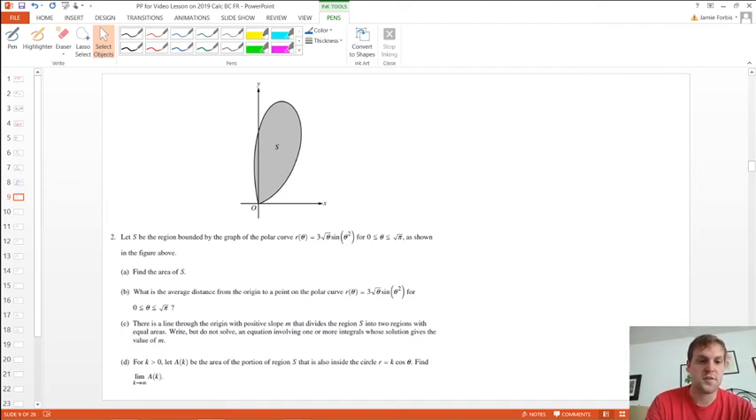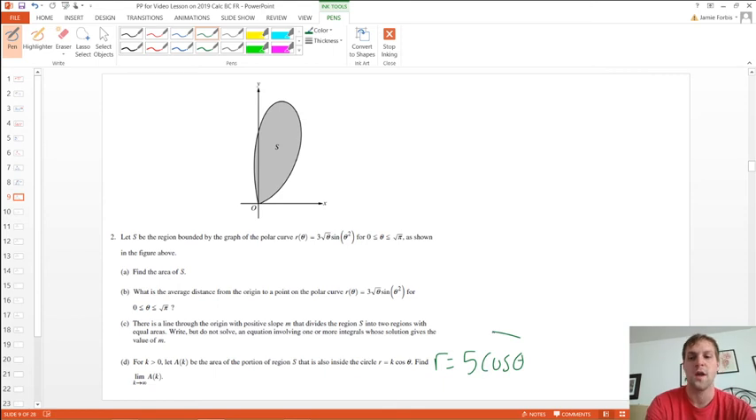For k greater than 0, let A of k be the area of the portion of the region S that is also inside the circle r equals k cosine theta. So for instance, let's give an example. Let's say that k is equal to 5: r equals 5 cosine of theta.